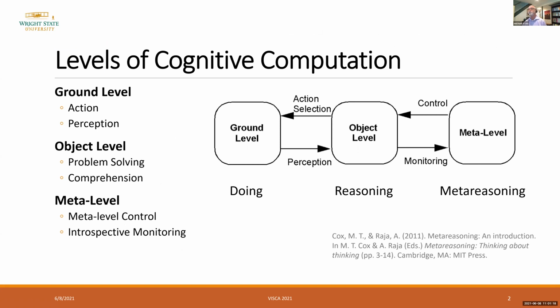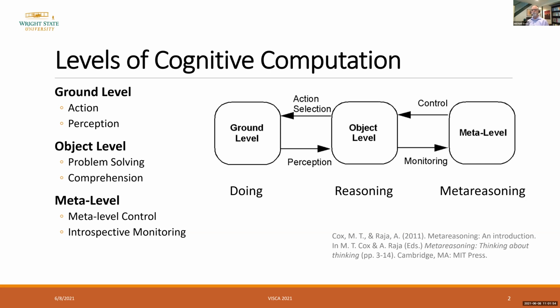There we go. Okay, so you can think of cognition as having three levels, one of which, the ground level, is the interaction with the environment, both where actions are executed and where we receive stimuli in terms of percepts. The object level you can think about as where reasoning occurs, both problem solving to solve goals or comprehension to not just input the percepts, but interpret it with respect to your goals and plans.